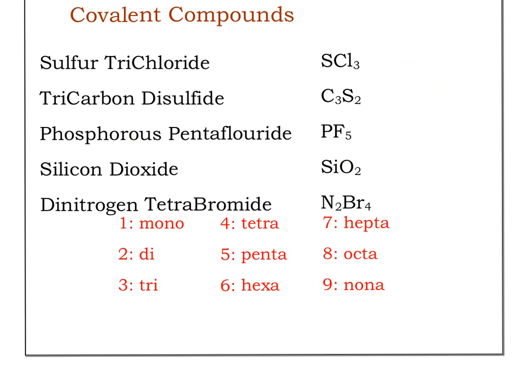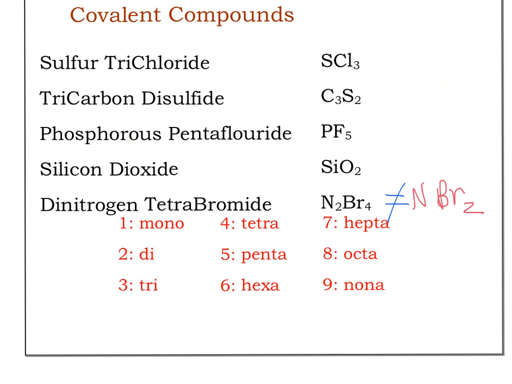Our last one here, dinitrogen, tells me I have 2. Tetrabromide tells me I have 4. Now this one, if I had to guess, you might have reduced this to NBr2. But there's a big difference in compounds when we're dealing with molecular compounds. There's a huge difference between NBr2 and N2Br4. They are not the same thing. They are not equal. Okay?